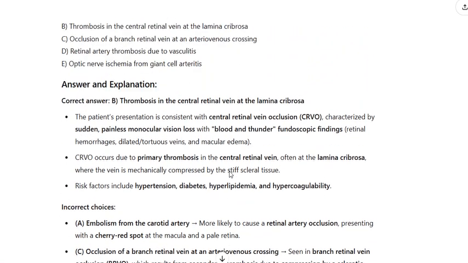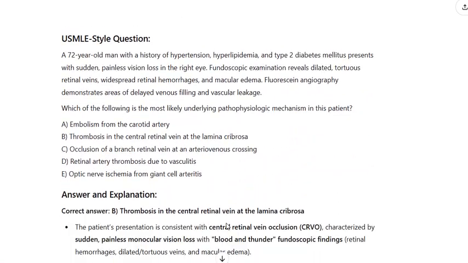USMLE style question. A 72-year-old man with a history of hypertension, hyperlipidemia, and type 2 diabetes mellitus presents with sudden, painless vision loss in the right eye. Fundoscopic examination reveals dilated, tortuous retinal veins, widespread retinal hemorrhages, and macular edema. Fluorescein angiography demonstrates areas of delayed venous filling and vascular leakage. Which of the following is the most likely underlying pathophysiologic mechanism in this patient?